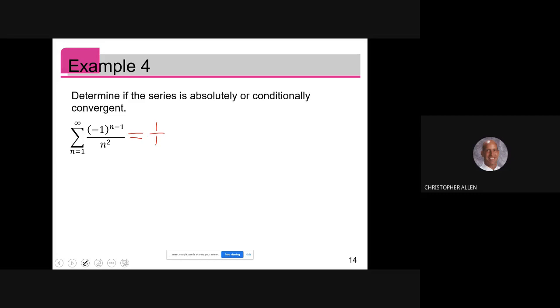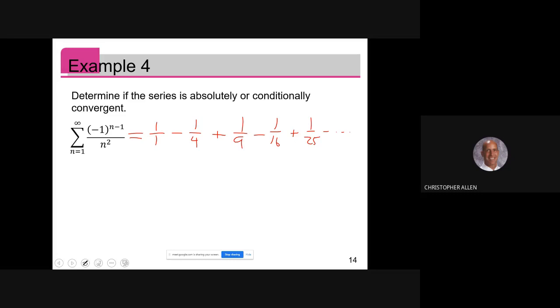The next term is going to be negative, right? Because now we're putting in 2. So 2 minus 1 is 1. Negative 1 to the 1 is negative. And then if I'm putting in 2, that'd be 1/4. The next term is going to be positive, and that's going to be 1/9. Next one, 1/16. And let's do one more, 1/25. Sometimes it's helpful just to see what you're dealing with. So this is the series we're talking about.